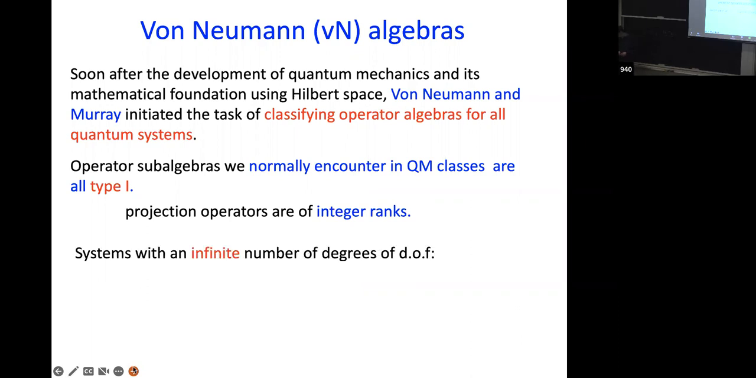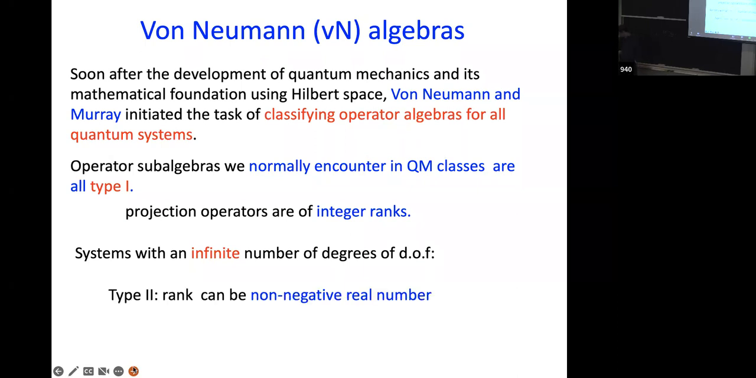But now, if you go to a system with an infinite number of degrees of freedom, say the Hilbert space is infinite dimensional, then you can easily construct projection operators of infinite rank, projecting to a subspace which is infinite dimensional. It turns out that even for those projectors of infinite rank, there's still a subset of them for which you can define a renormalized rank. After you define this renormalized rank, the rank can take any non-negative real number.